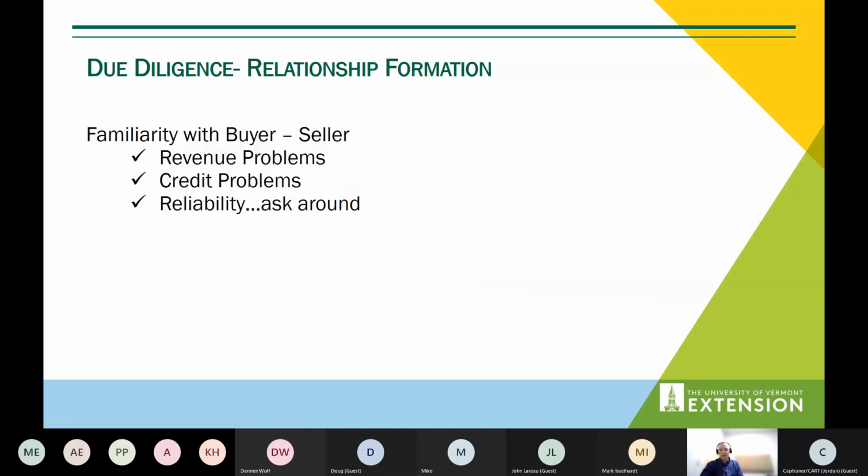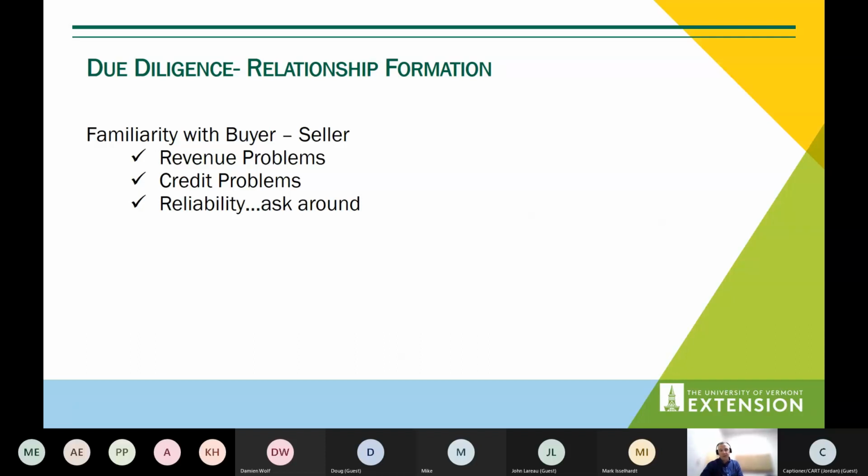Let's go back to that general relationship, whether it's a handshake or whether it's a written format that you're going to pursue. What's the general due diligence as you're building business relationships? And these are just a few. You might have some more of your own here, but familiarity between the buyer and the seller. Everyone wants to be aware of who they're dealing with. Some of the big things to look for financially, revenue problems or credit problems.